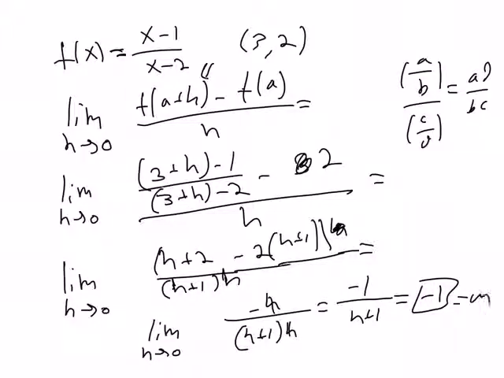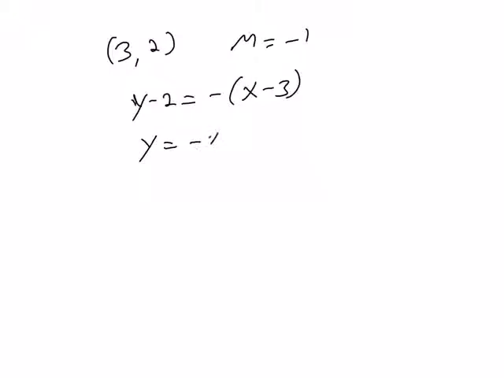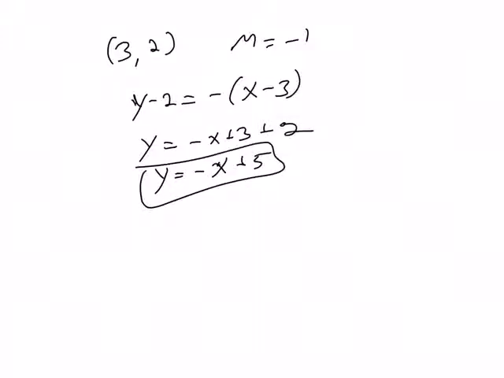This is equal to m of our tangent line, and so we're dealing with the point 3, 2. m equals negative 1, so we have y minus 2 is equal to negative (x minus 3), or y is equal to negative x plus 3 plus 2, or y is equal to negative x plus 5. This is our tangent line.